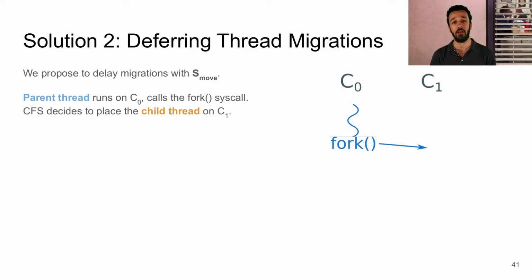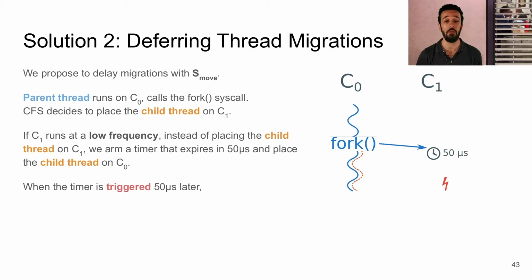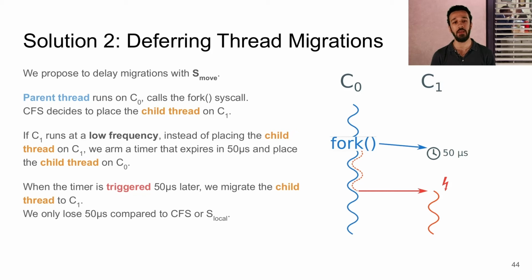If C1 is running at a high frequency, we behave in the same fashion as CFS and place the thread on C1. If C1 is running at a very low frequency, instead of immediately placing the child thread on C1, we place it on C0. Additionally, we arm a timer that will be triggered in 50 microseconds. C0 now has 2 threads and the parent thread keeps running. 50 microseconds later, the timer interrupt is triggered. If the child thread has not been able to run yet, the interrupt handler will migrate the child thread to C1. This is the worst case scenario where we'll lose 50 microseconds of execution time.